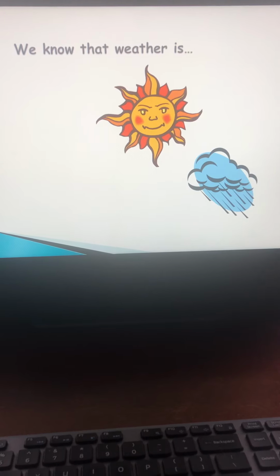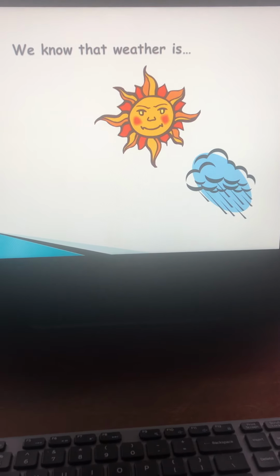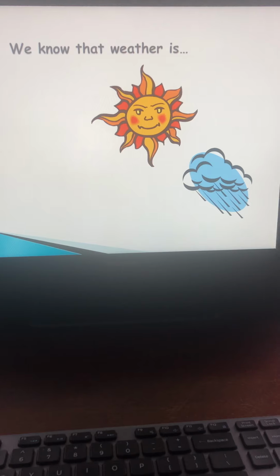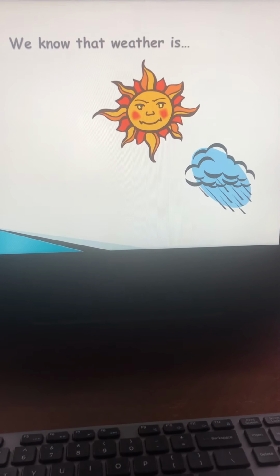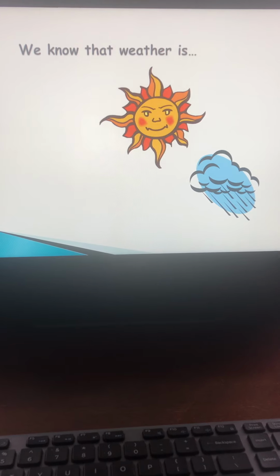Google Slides to show you. One thing that we want to know about weather is that weather depends a lot on wind, and wind is simply just the movement of air. And so we're going to talk a little bit more about that today.